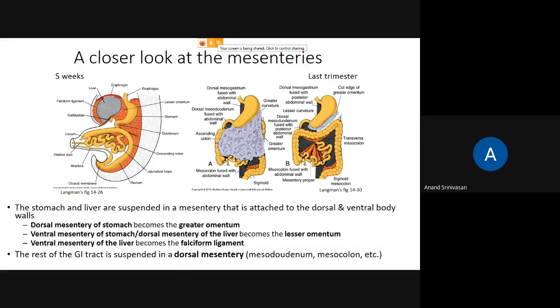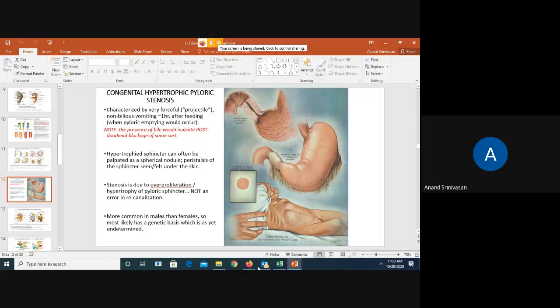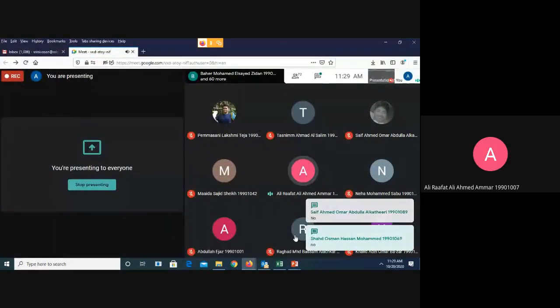All right. So that's regarding the development of the stomach. Do you have any doubts until now? Sure, can you repeat the pyloric sphincter?